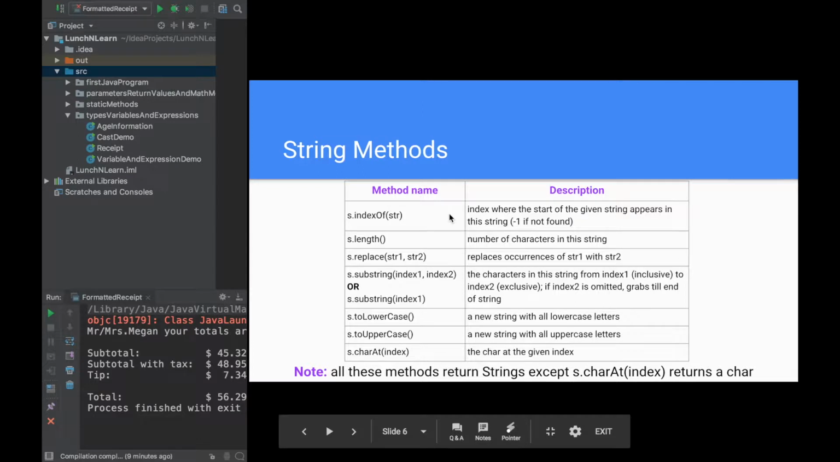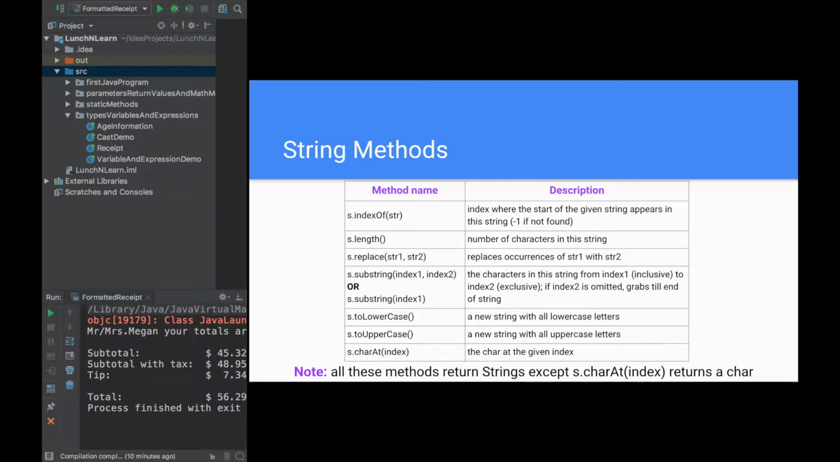So some string methods. There's indexOf, which will give you the index of the first time a string str appears in the original string s, and it returns a -1 if it's not found. s.length will give you the number of characters in a string. s.replace replaces the occurrences of s1 with s2. s.substring, index 1 to index 2, will give you the characters from index 1 up to, but not including, index 2. And if you just give it index 1, it'll go from that first index to the end of the string.